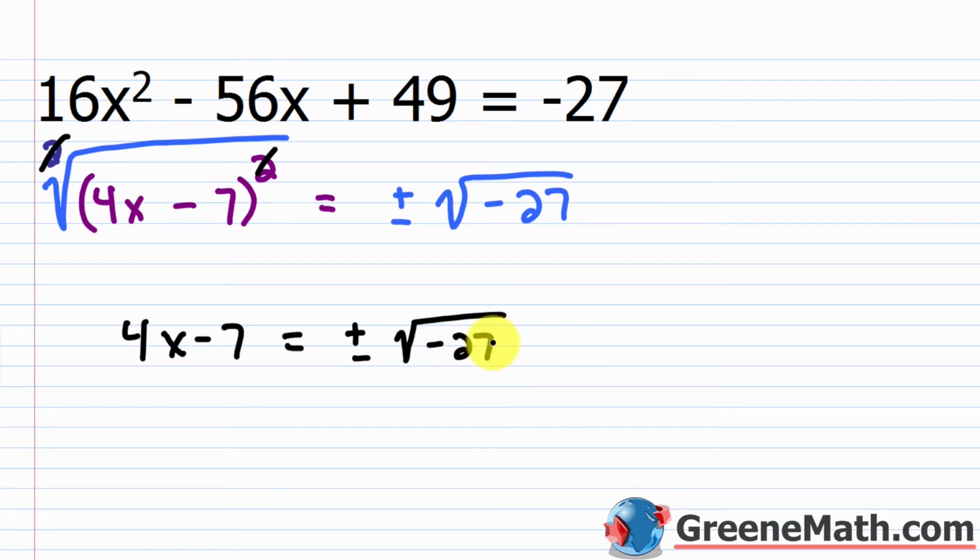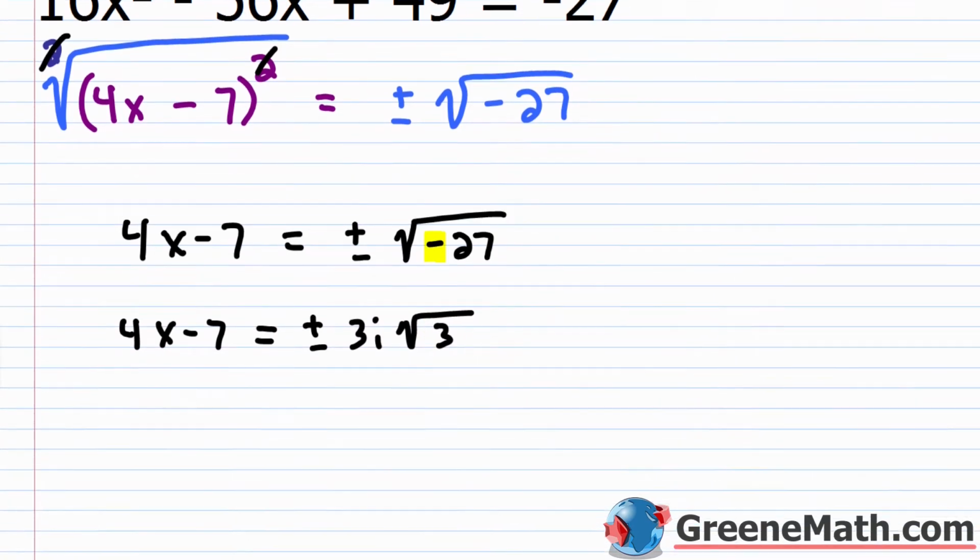Now, to simplify here, I can pull this negative part out, and let's go ahead and say this is 4x minus 7 is equal to plus or minus. If I pull that out, I get i. If I think about 27, I know it's 9 times 3. 9 is a perfect square, right? So I can pull the square root of 9 out as 3. So I'll say this is the 3i right there, then times the square root of 3. All right, so now we can solve this guy for x.